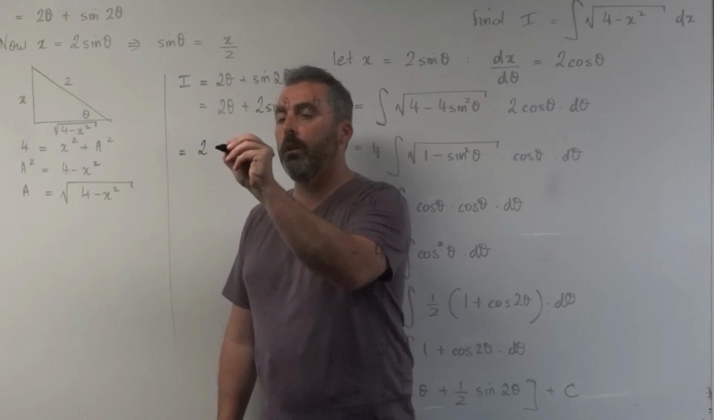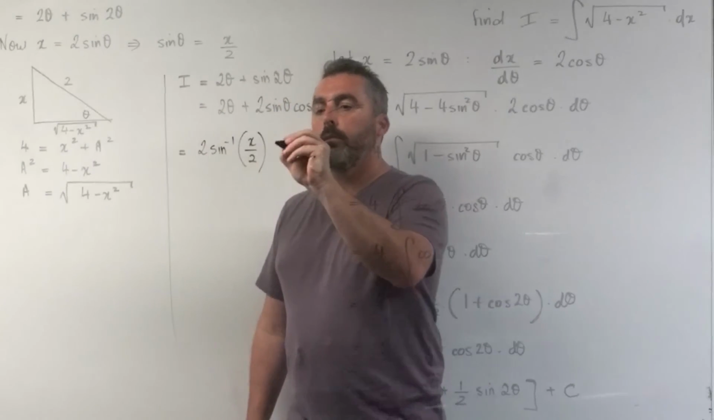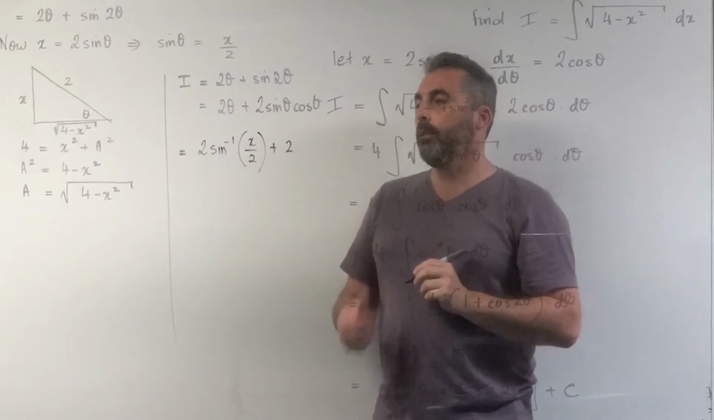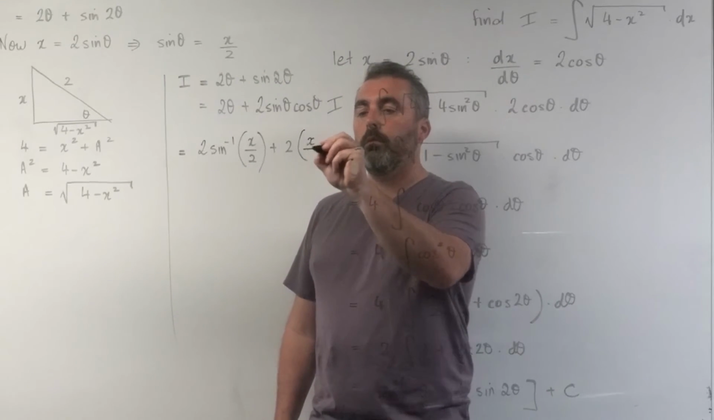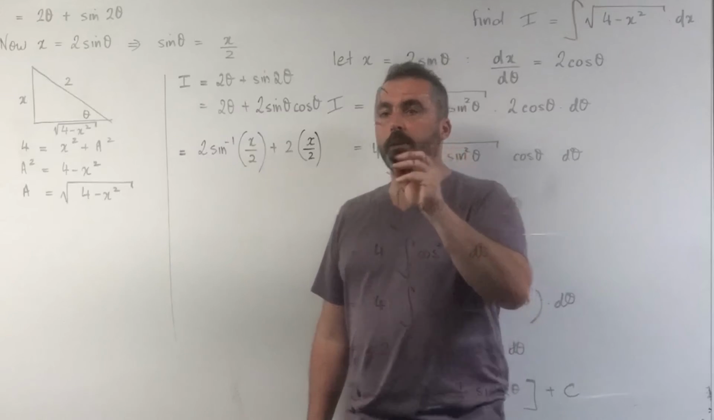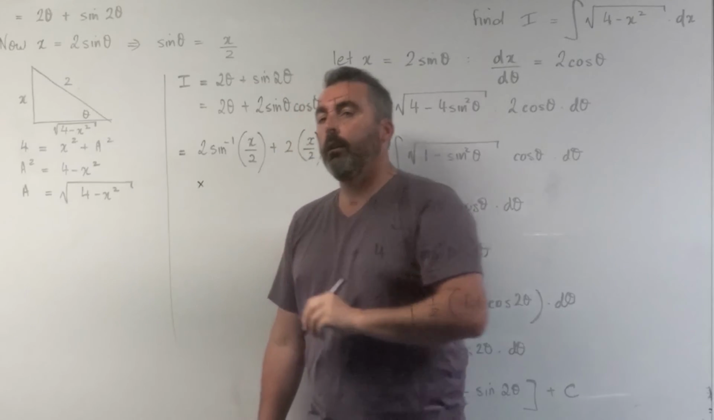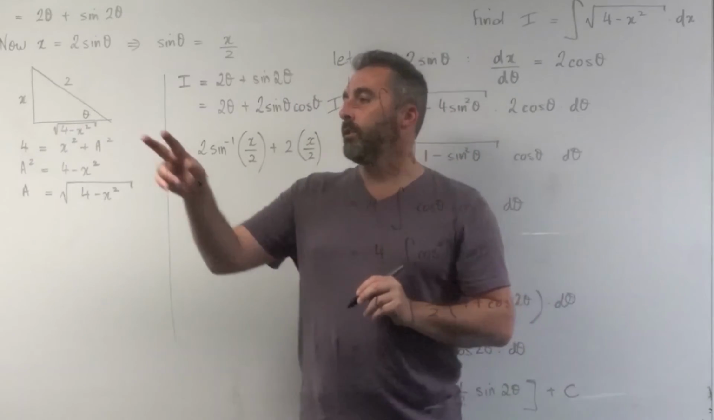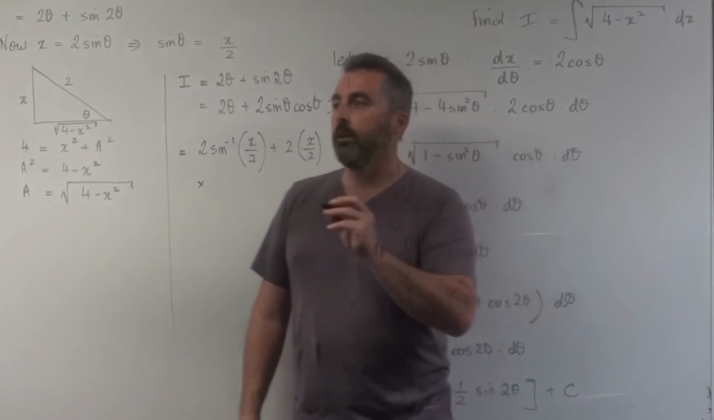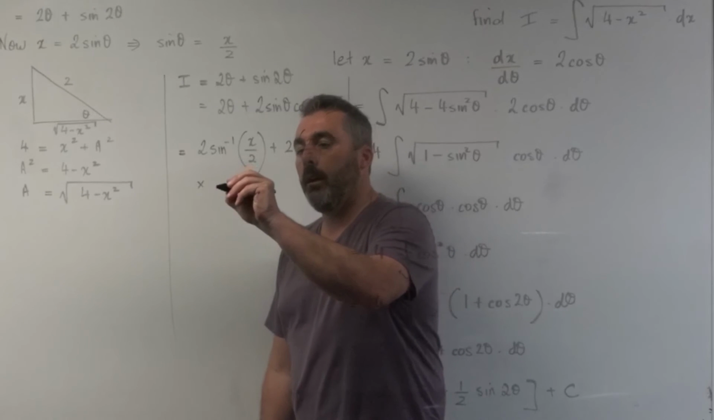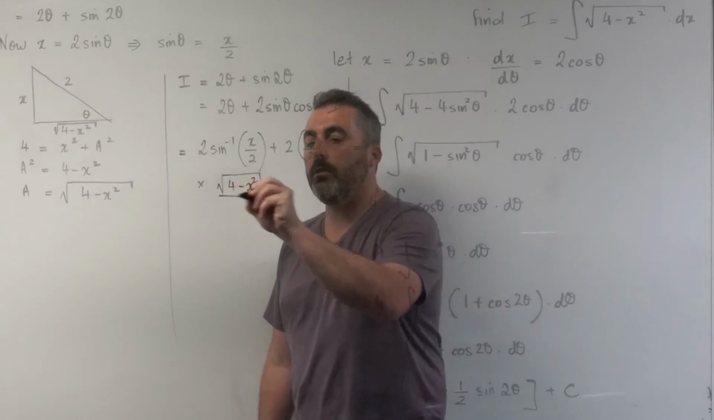So we're going to get 2 times inverse sine of x on 2 plus 2 times sine theta. What's sine theta? Sine theta is x on 2. I'm running out of space here. Times cos theta. Now cos theta is adjacent on hypotenuse, so that's root 4 minus x squared on 2. So times cos theta, which is root 4 minus x squared on 2.